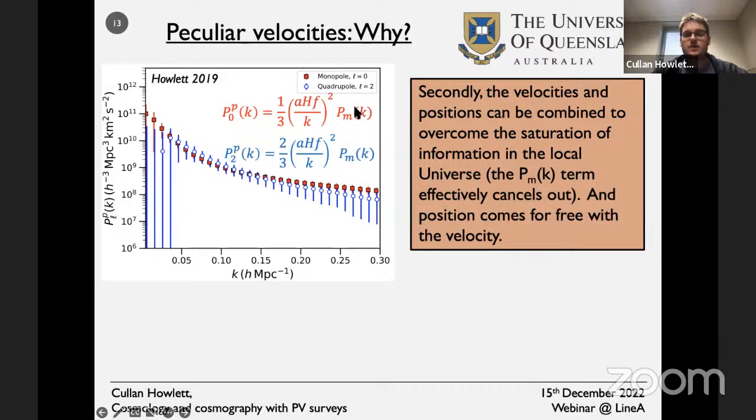And this is useful because precision comes for free with a velocity. If you've measured a pure velocity, you've already got a redshift as well. So if you have a set of 55,000 pure velocities, you can already do this cancellation, which you can't do if you have 10 million redshifts and no velocities.